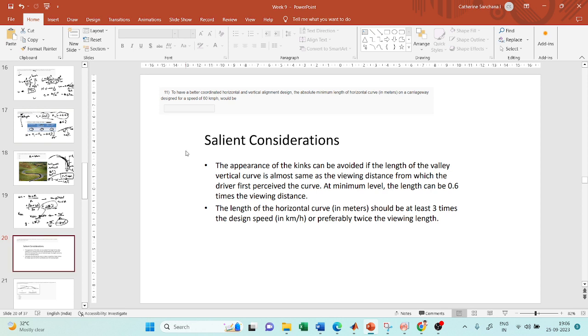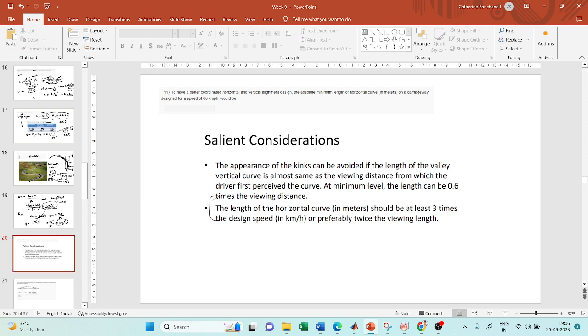So moving on to coordinating horizontal and vertical alignment. Okay, so let us see a question on that. To have a better coordinated horizontal and vertical alignment design, the absolute minimum length of horizontal curve on a carriageway designed for a speed of 60 kilometers per hour is what?